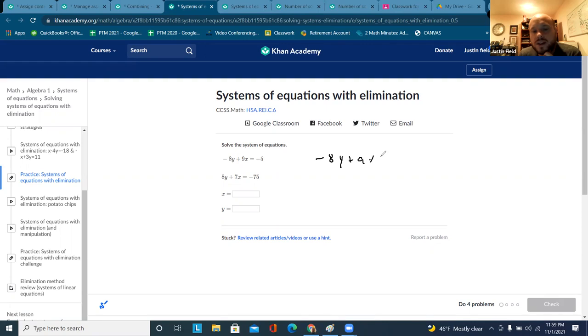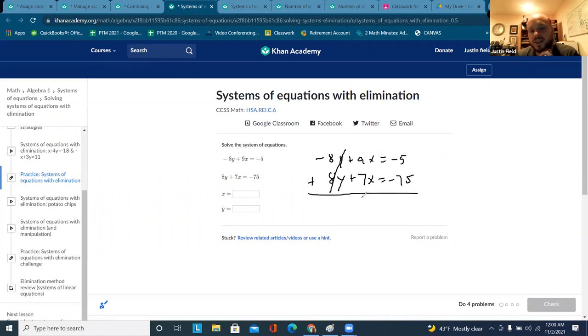So notice that between these two equations, the y terms are opposites. So I'm going to start solving this by adding them together. That is the first step. And when I do that, bam, those cancel.